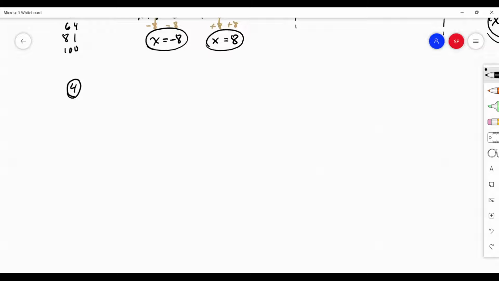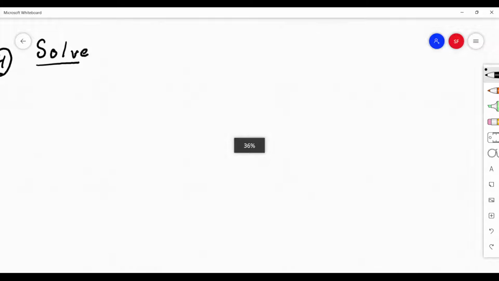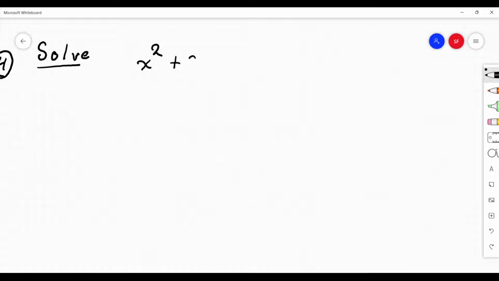Section. Our instructions are still solve. The problem is x squared plus 9x plus 20 equals 0. Okay, so we have a quadratic equation.